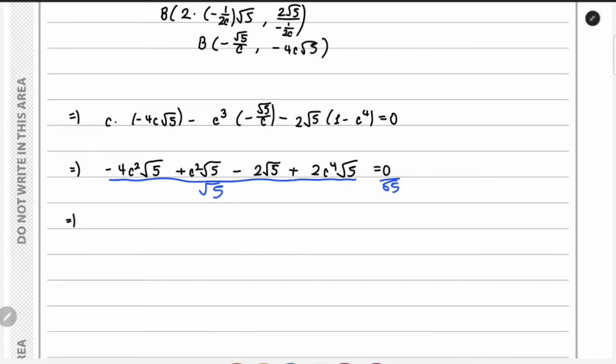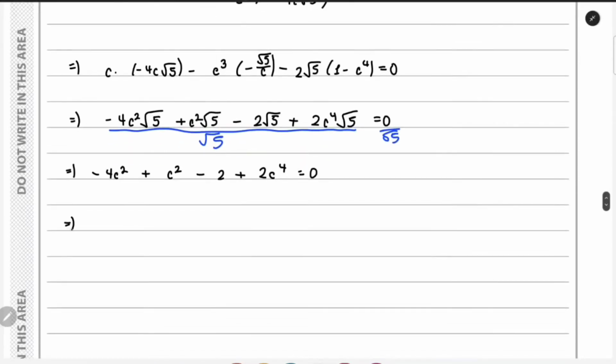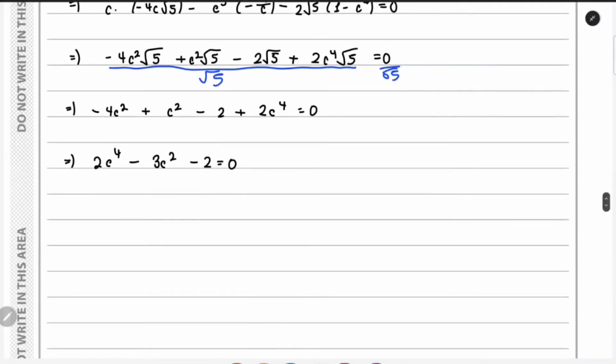So we'll get rid of the root 5s, so we get minus 4c square plus c square minus 2 root 5 by root 5, so this is minus 2, and we have 2c to the power 4. So we can solve this like a quadratic. So we have 2c to the power 4 minus 3c square minus 2 equals 0. We can directly solve this like a quadratic, or we can take another step.